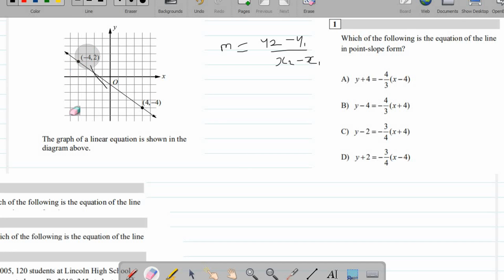Okay, here we have a question here. The graph of a linear equation is shown in this diagram, and then we say that which of the following is the equation of the line in point-slope form.